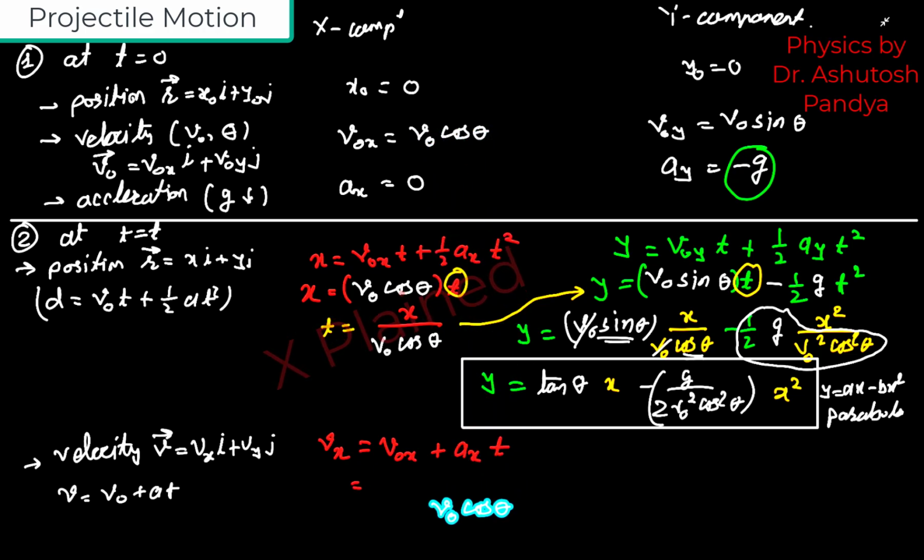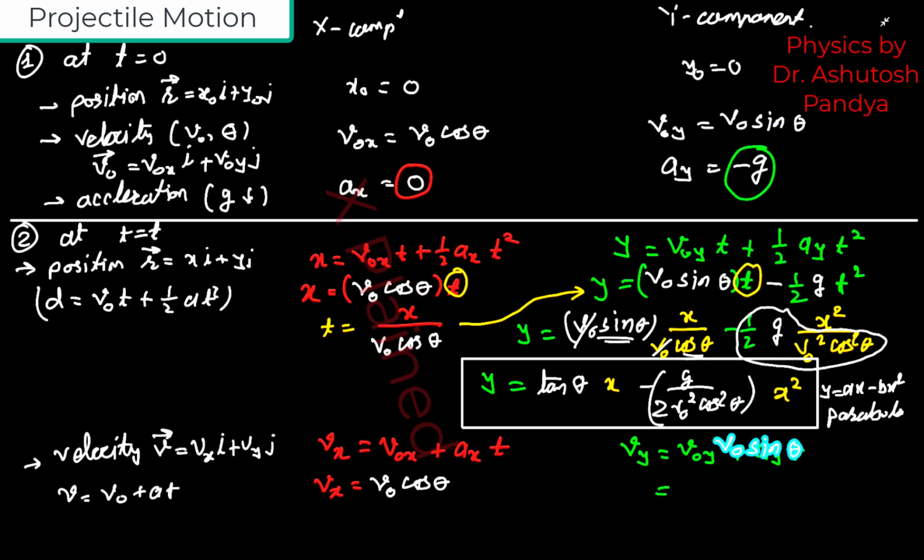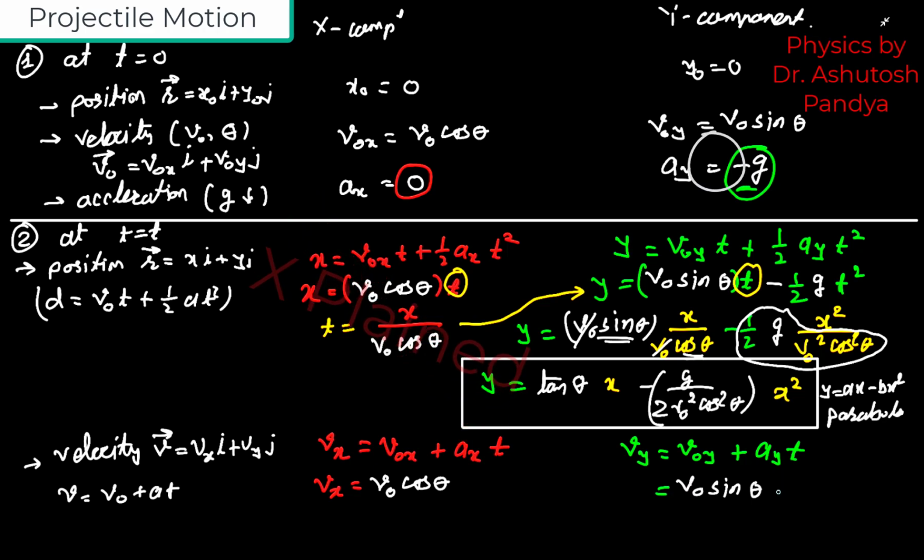So let's get x component of velocity, which is v0 cos theta, plus x component of acceleration, which is 0. So we don't have to worry about it. So your x component will be v0 cos theta. And now we have to find out y component of velocity. So we need v0y plus ay t, where your y component is v0 sin theta and y component of acceleration is minus g. So we get vy is equal to v0 sin theta minus gt as y component of velocity.